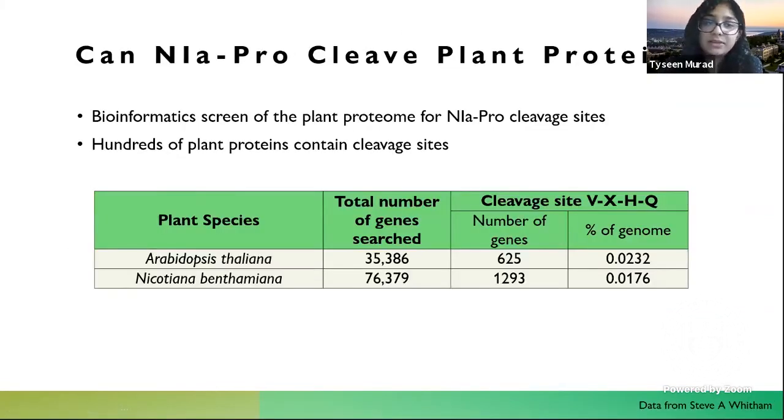And so, if you guys remember from the TuMV genome at the beginning of the presentation, NIa-Pro is a protease. So that got us wondering whether maybe NIa-Pro is cleaving some kind of plant protein that causes this downstream effect of aphid fecundity increasing.